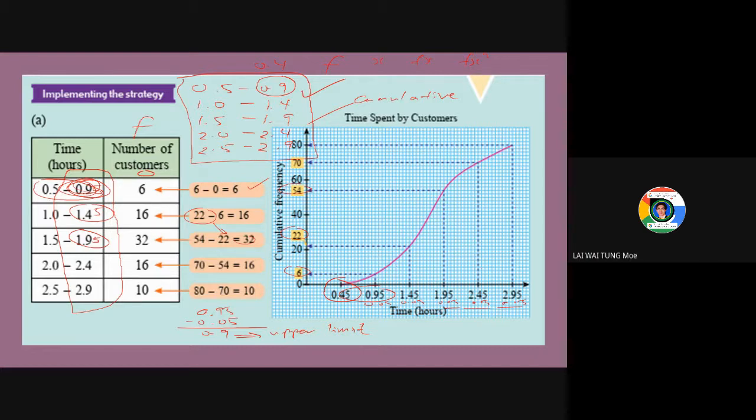The final one is 80. For 2.95, the cumulative frequency is 80. So 80 minus the previous cumulative frequency, 70, means the current frequency is 10.